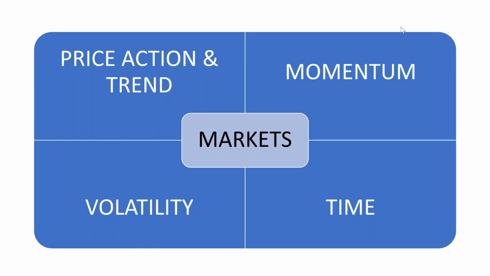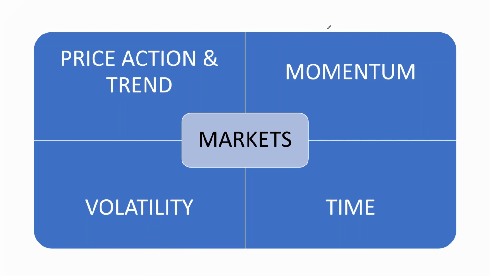Markets are basically driven by four dimensions. There are four phases that drive the market. First is the price action and the trend. We have to see what the trend actually is.